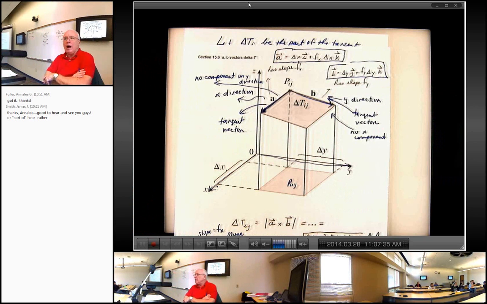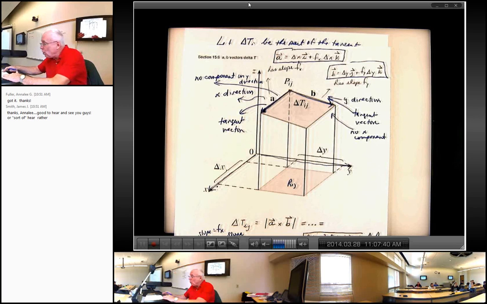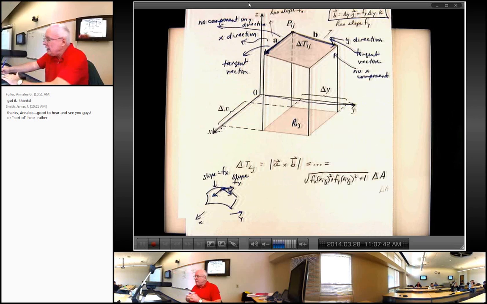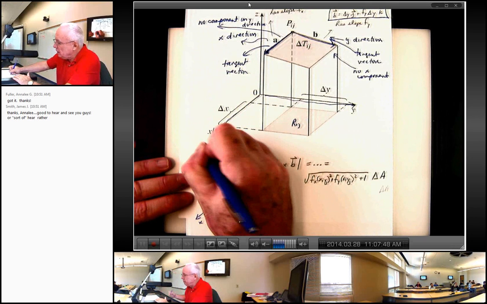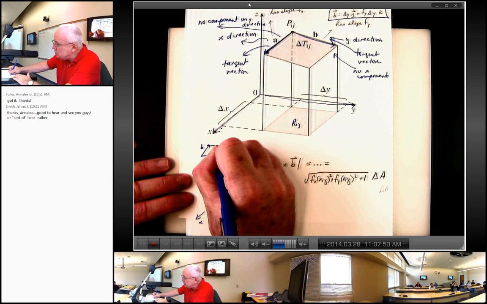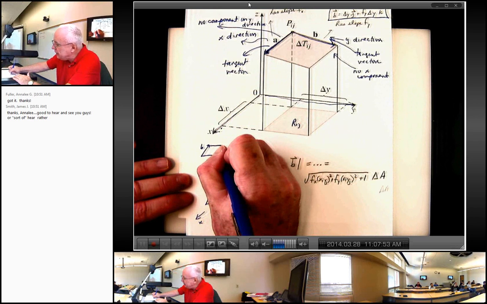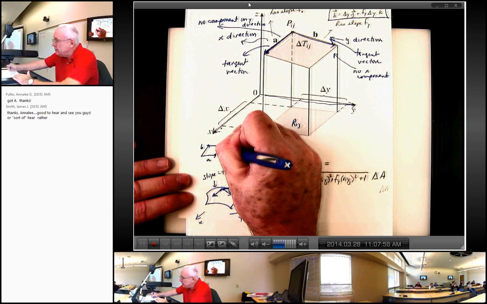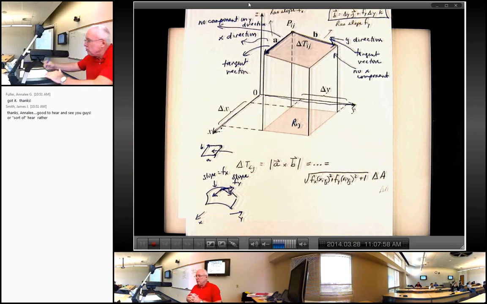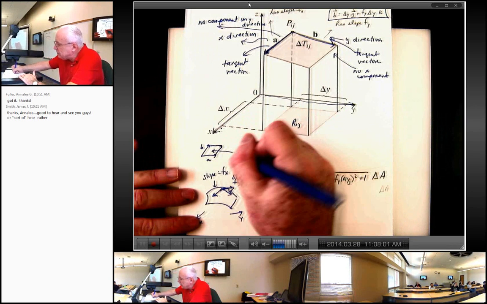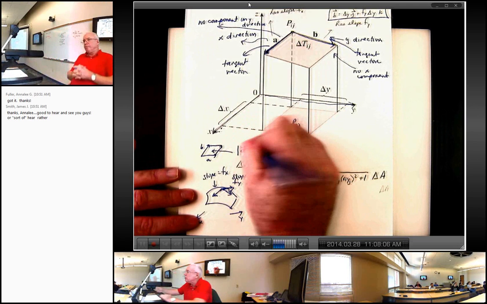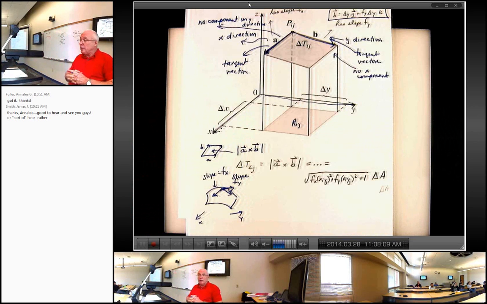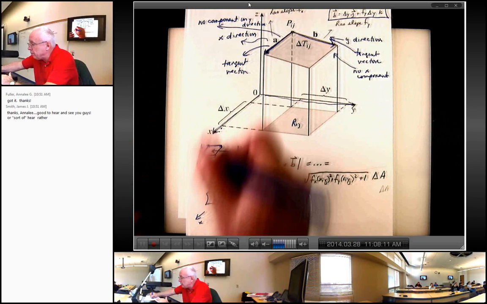You say, well, why am I doing this? Remember this fact: if we have two vectors like this, A and B, and we complete them by repeating the B vector and the A vector, the area that we get is equal to the absolute value of the cross product of the two vectors. So this is a parallelogram.